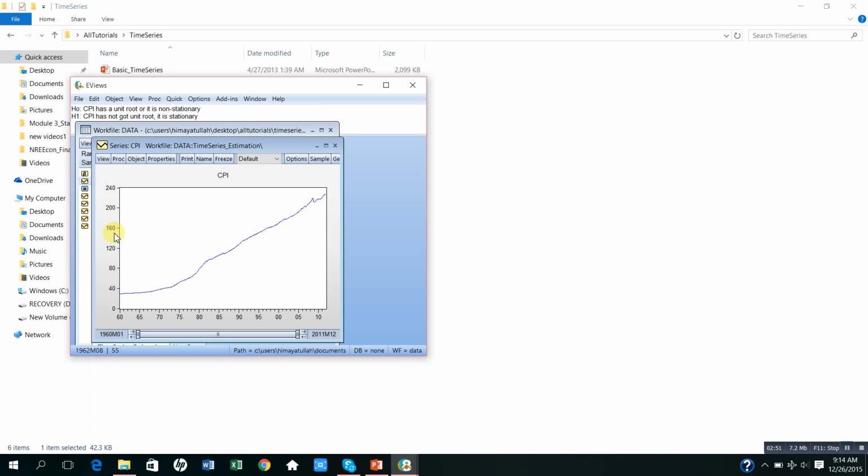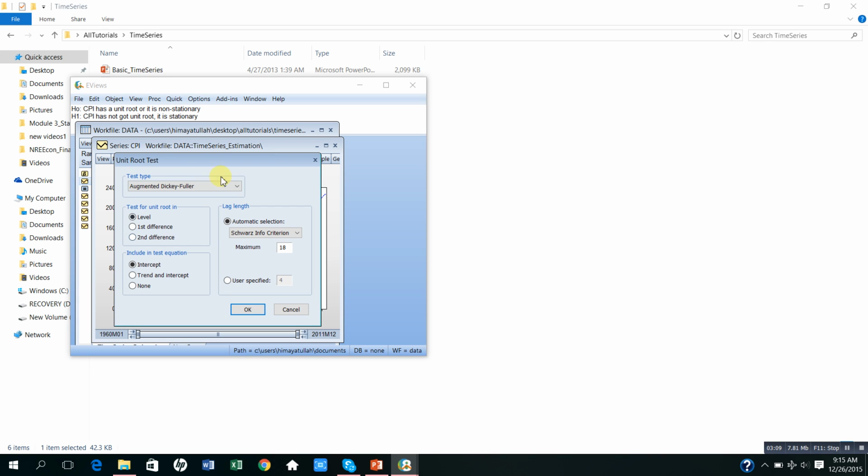So I'm going to use the augmented Dickey-Fuller test, and I'm testing the null hypothesis that the consumer price index has a unit root. It is not stationary. So how can I do that? Let me go to View and Unit Root, and I get this dialog box. In this dialog box the level is checked, and here intercept is checked. Now by observing the line graph of the CPI, I observed that there was the intercept as well as the trend. So I would click this one, and these are the various criteria.